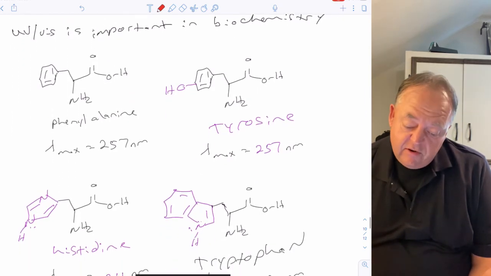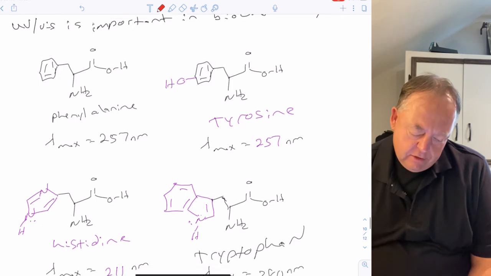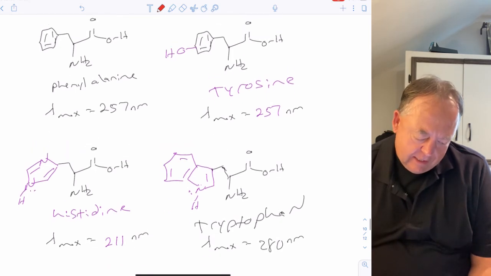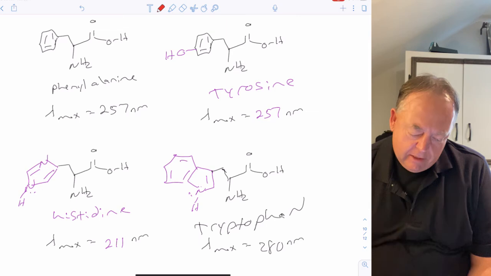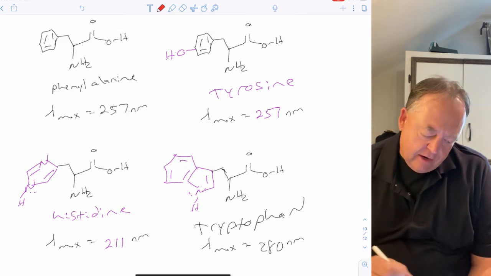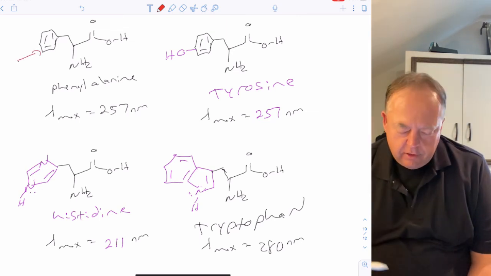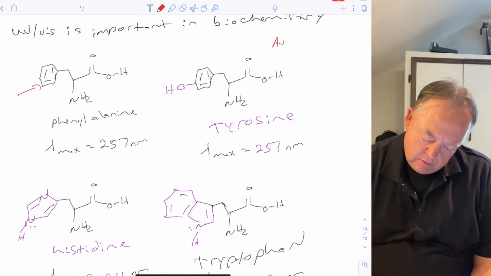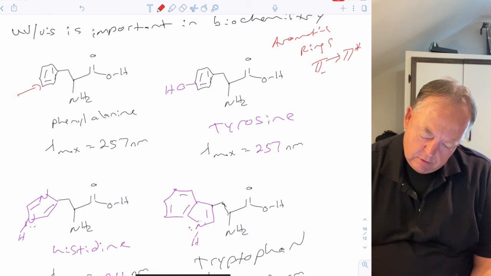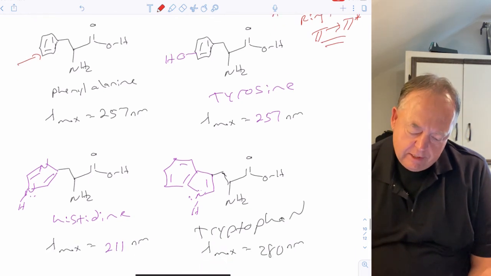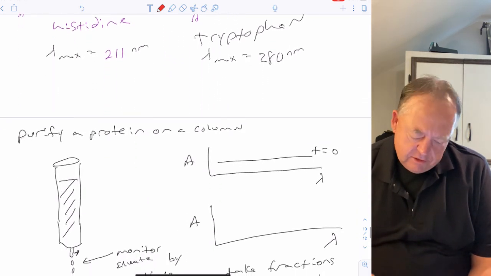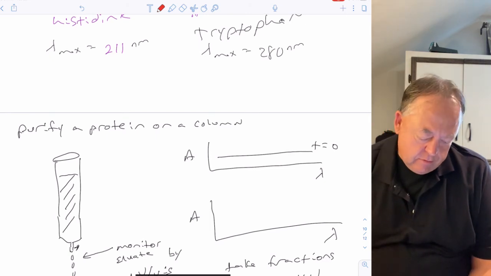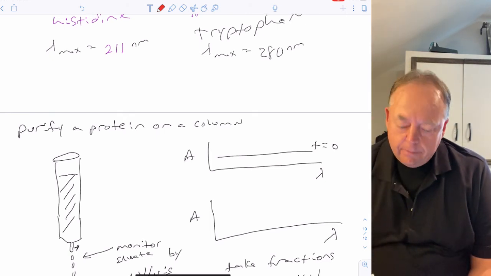Okay, so UV Vis is very important in biochemistry. We made this point, talked about this a little bit last time. In terms of amino acids, these 4 amino acids have aromatic rings, so they have pi to pi star transitions possible. So that would be the absorption that's being observed. And so you can use this to your benefit, for example, if you wanted to purify a protein.